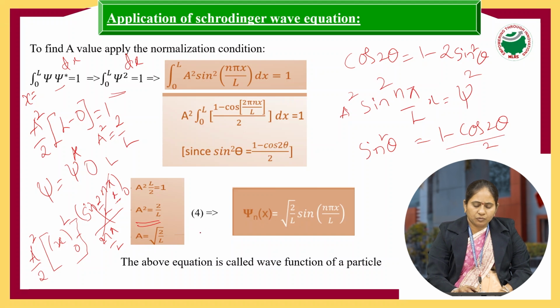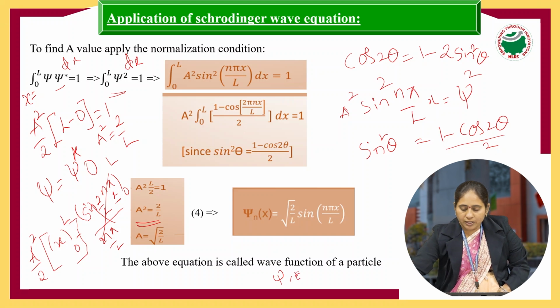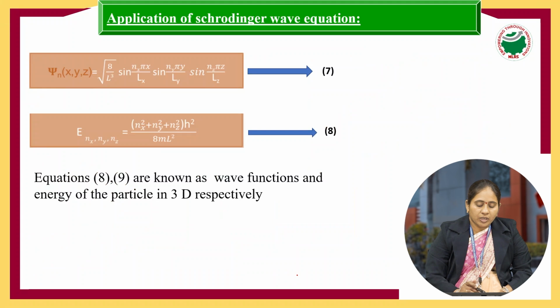The wave function is psi is equal to root 2 by L sin n pi by L into x. So from this we can conclude that we have derived the wave function, and the energy was already derived. So we got the wave function as well as the energy in one dimension.